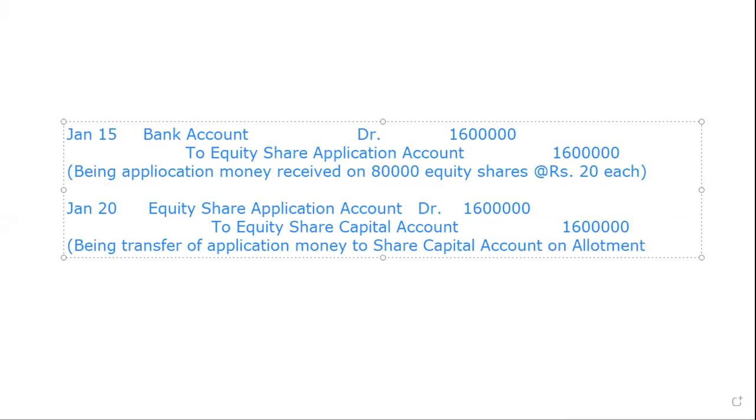These two entries will be passed for this particular sum. Again, I am repeating: on 15 January, the money was received, that is bank account debited to equity share application account with the amount 80,000 into 20, that will be 16 lakh. And for 20th January, they have allotted their application, that means equity share application account debited to equity share capital account with the same amount of money, that is 16 lakh.